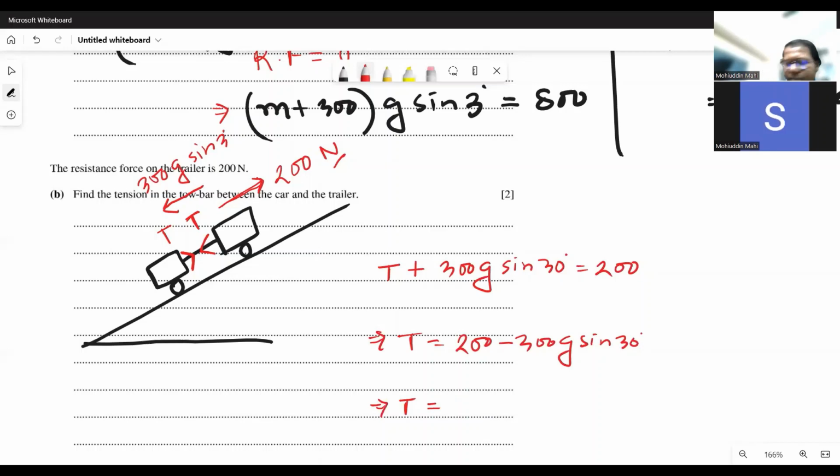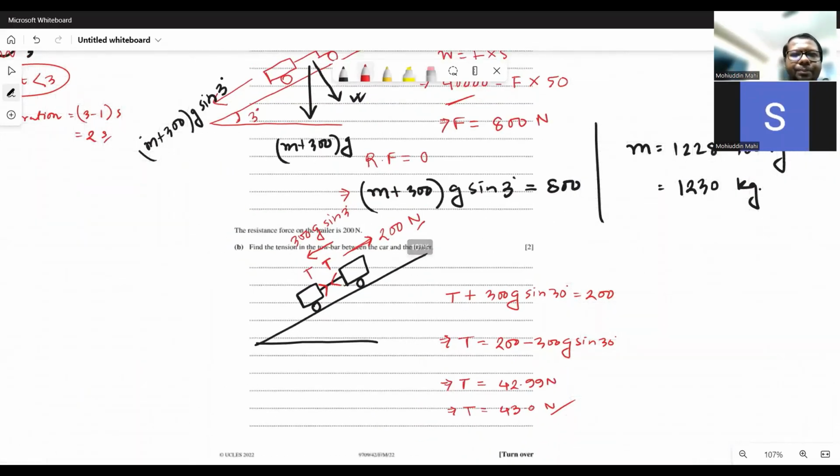So now just solve it. It's going to be 42.99 Newton. If you round it off to three significant figures, it's going to be 43.0 Newton. So that's the answer. So we are done with question 3. Let's move on to question 4.